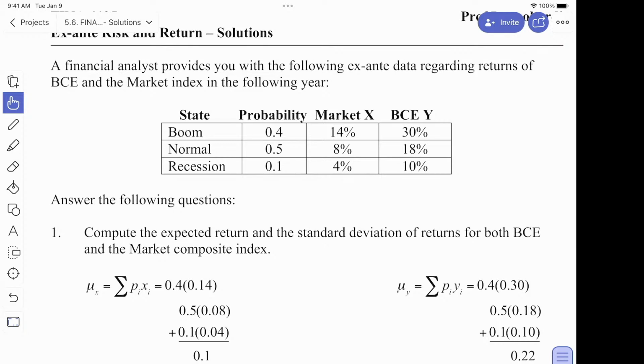You multiply 0.4 times 0.14, and that will be your expected return for market X, and then 0.4 times the return for BTEY. Okay, so you remember you have to use those, so there's an extra column now, probability. So in other words, this set of information favors which state? Which one is more likely? Normal. The normal state is more likely than the other ones.